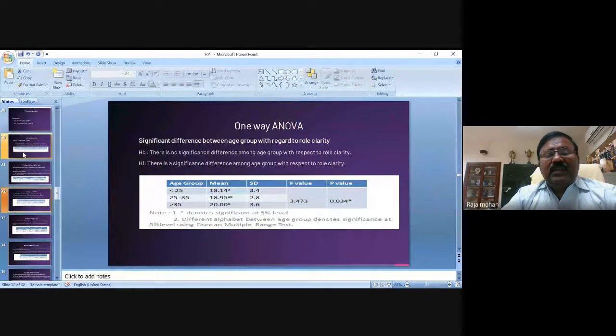With regard to age group and role clarity, we know our work. Is there any significant difference between age group and role clarity? Youngsters may not know much about the work, while the middle-aged and above know much about the work, something like this. Is there any significant difference? We can use ANOVA. Once we had the F value and table value, and we used to compare them. Now it is not like that. We have p-values. The p-value alone is enough to reach a conclusion.